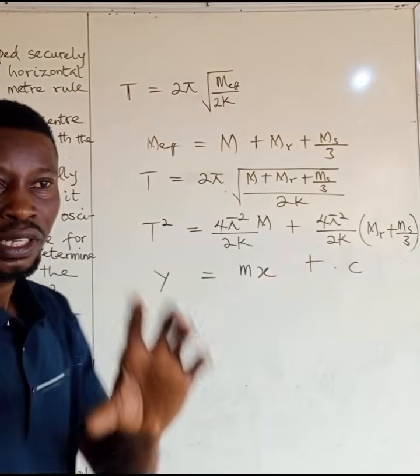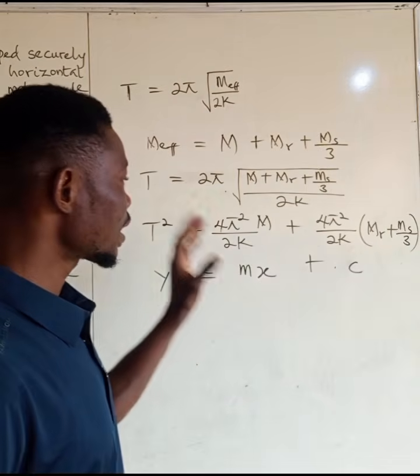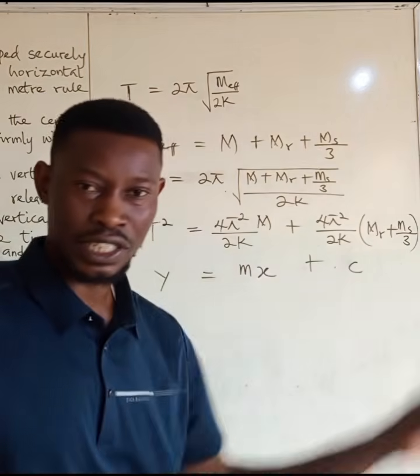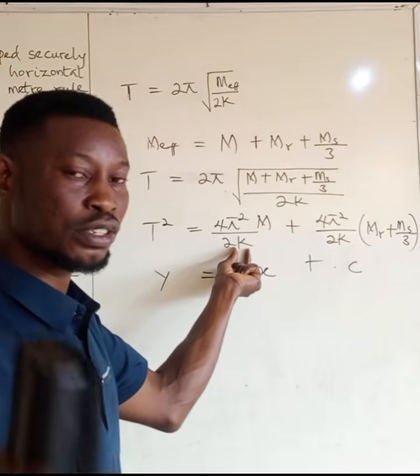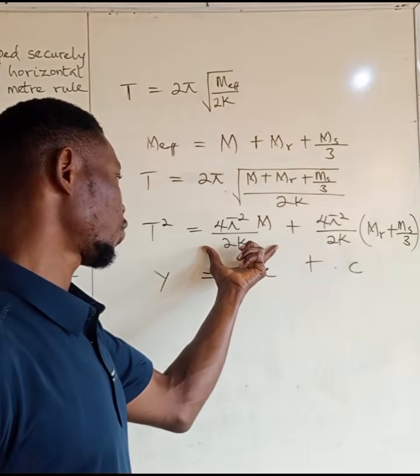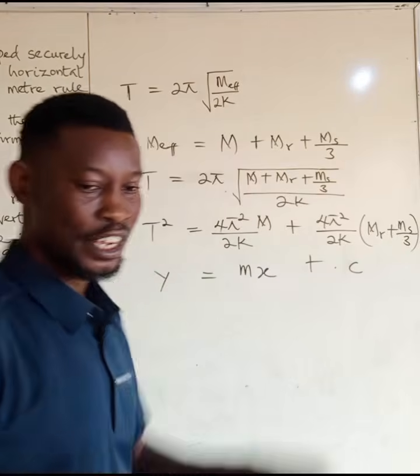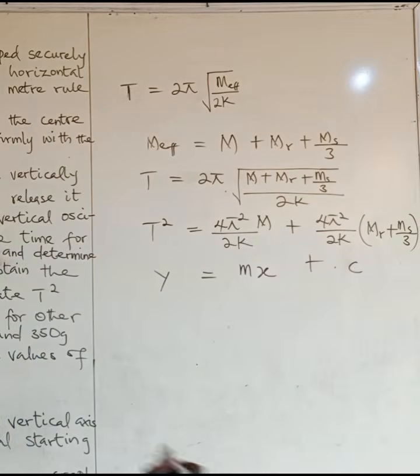And there are two things we can get from this slope and the intercept. One, we can get the spring constant of the springs used from the slope of the graph. And your graph is going to look something like this.